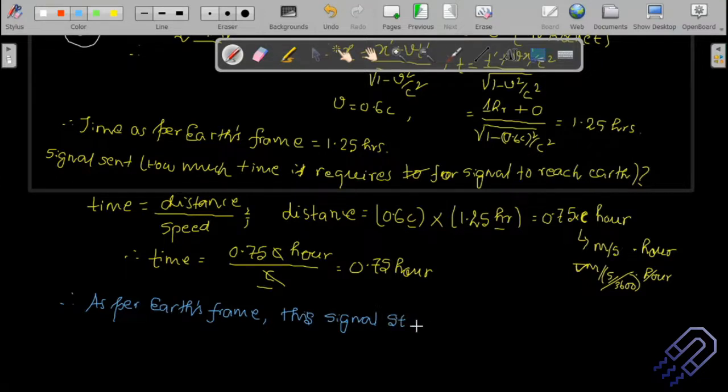Yeah, tell me. Sir, when we change meter per second into meter per hour, then you have to multiply or divide by 3600. Let's say 10 seconds, right? Yes, sir. 10 seconds is equal to how much hour?